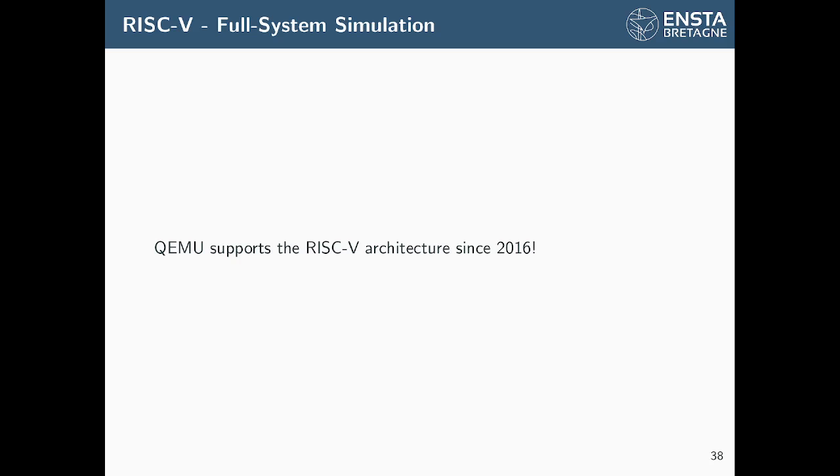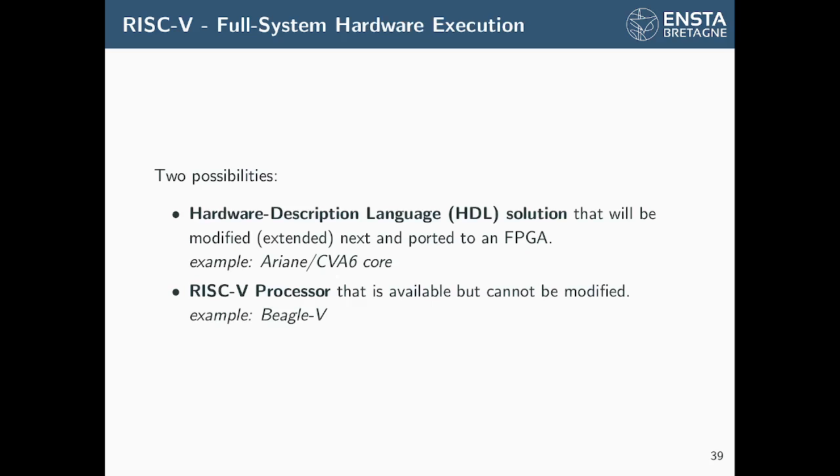For the full system simulation, QEMU has supported the RISC-V architecture since 2016, so it's cool. And for the full system hardware execution, there are two possibilities. Either we use a solution that's written in a hardware description language. So this is a low-level programming language that can help you program programmable boards.